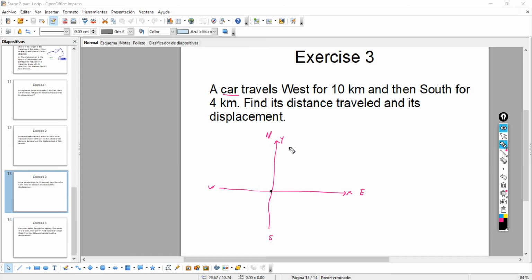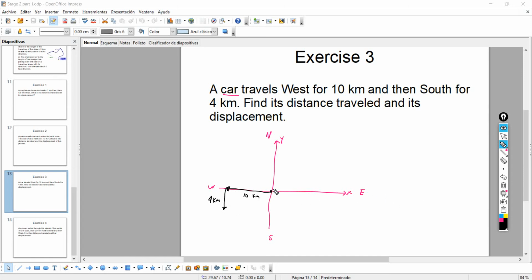It's gonna travel west for 10 kilometers. So west for 10 kilometers. There you go. I'm gonna represent that motion in this direction, and this arrow has a length of 10 kilometers. And then the car is positioned right here at the moment, and it's gonna move south for 4 kilometers. So let's represent that motion, guys. There you go. It's gonna be a shorter arrow, and this arrow has a length of 4 kilometers. So it's gonna be 10 kilometers, 4 kilometers, and then it's gonna stop right there.